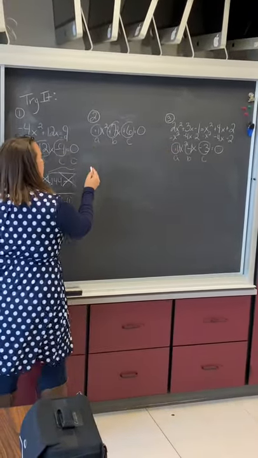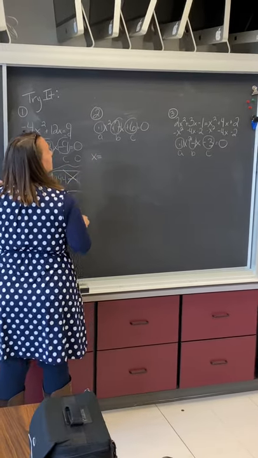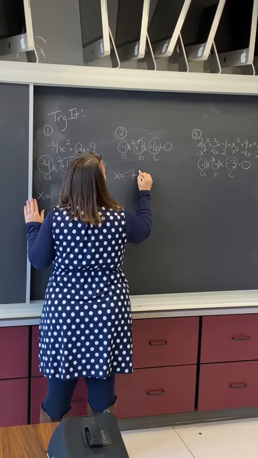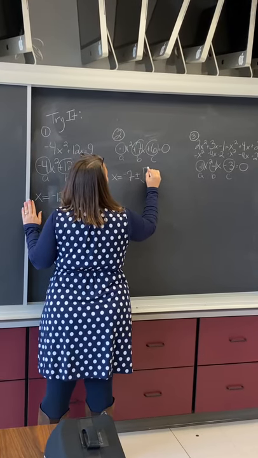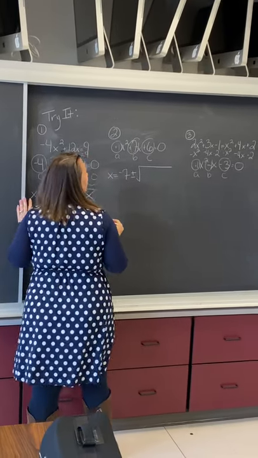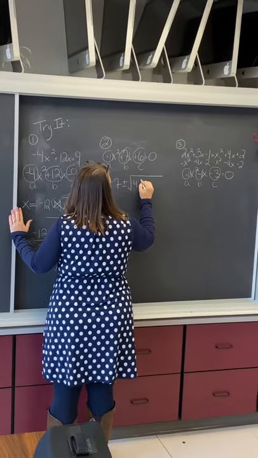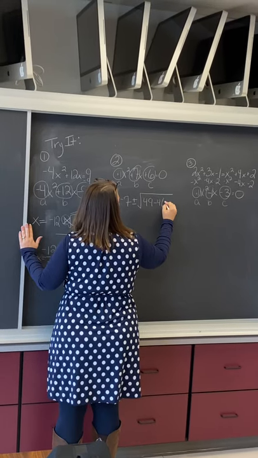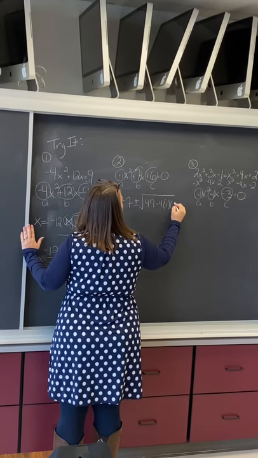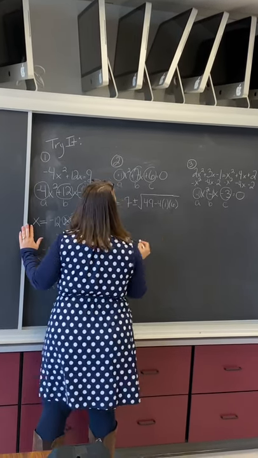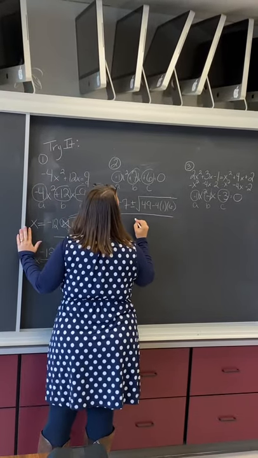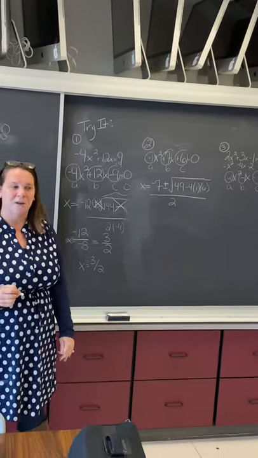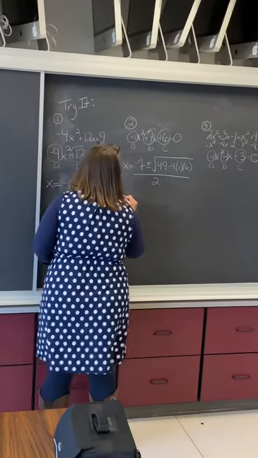Philip, tell me what this equation is going to look like. Negative 7. Good. Plus or minus 7 squared, 49. Good. Minus 4 times 1 times 6. Very nice. Over 2 times 1. Very good. Now we have numbers we can work with. We're just going to simplify.